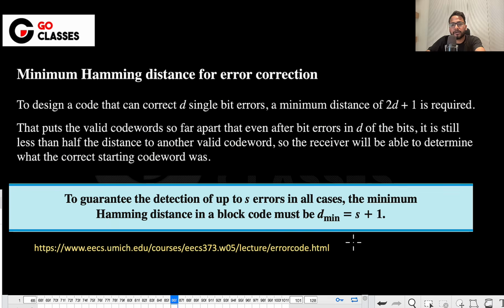It is already in the slides also. I've taken this from this university. This is from Frozen, and this paragraph is from this university. So 2d plus 1 for the correction of d bits of error, and for the detection, d plus 1 or s plus 1. So yeah, these are the numbers.